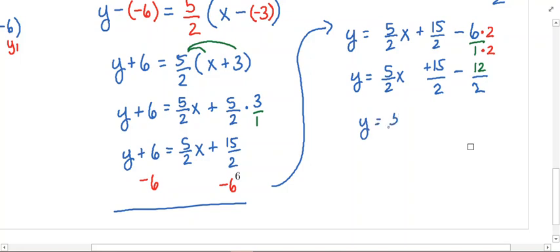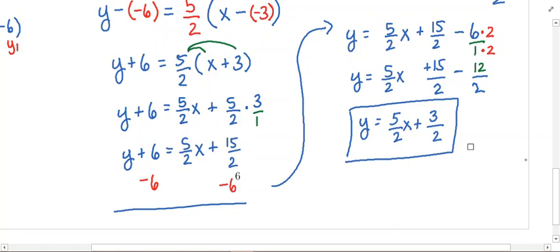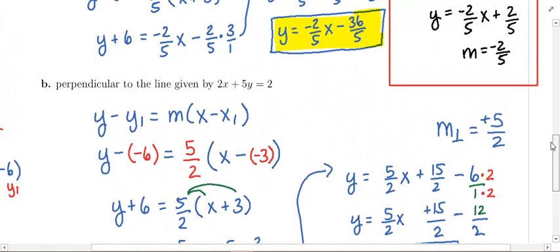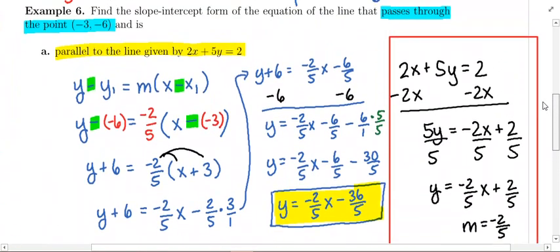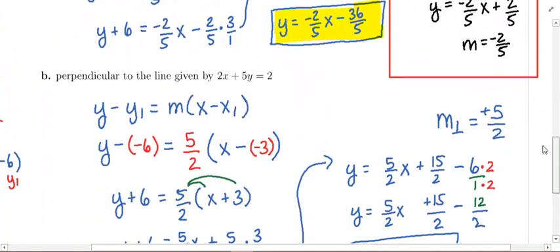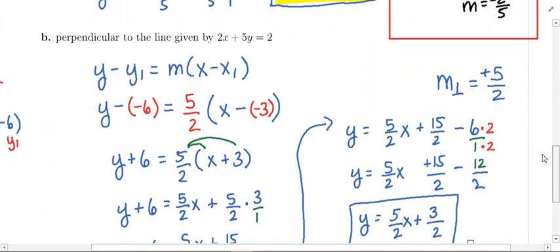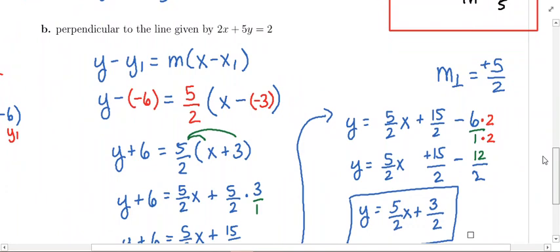So we're going to get y equals 5 halves x. The denominator will be 2 for the y-intercept. And then you just go across the top. 15 minus 12 is 3. And it's going to be positive. Okay. So this is the answer. This is the equation of a line that goes through the point -3, -6, and it is perpendicular to the line 2x plus 5y is equal to 2.